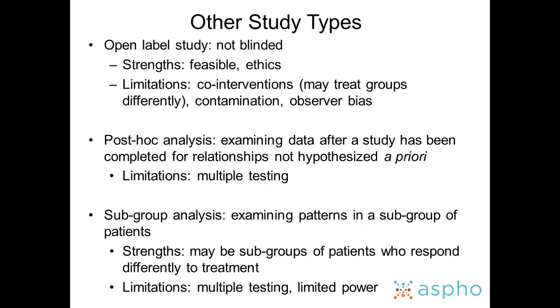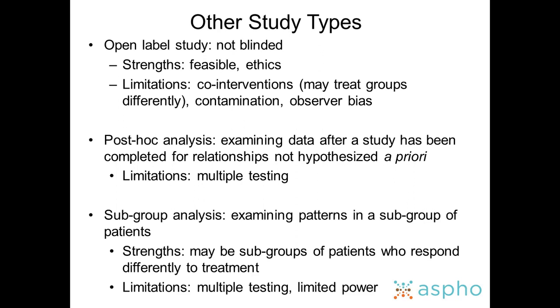Some other study designs: open label studies, so not blinded or not placebo controlled. This is actually the most common study design in the Children's Oncology Group. We very rarely conduct blinded studies. The strengths are that it's feasible. Ethics are much less of a problem with open label studies, but the problem is that the chance of co-interventions, or giving kids in the control arm other interventions, becomes much greater. There's a possibility of contamination, so those in the control arm don't have the intervention, but if you feel really bad for a patient, you might want to give them that treatment. And there's also the potential for observer bias, especially for subjective outcomes.